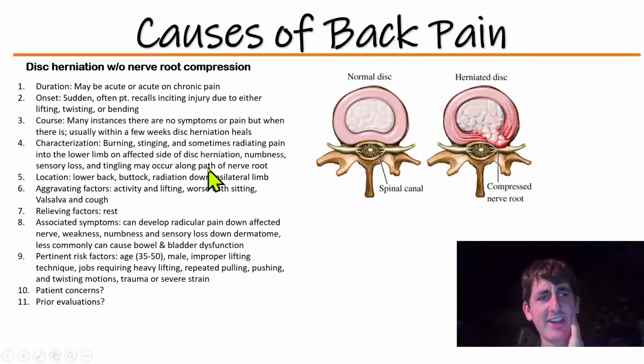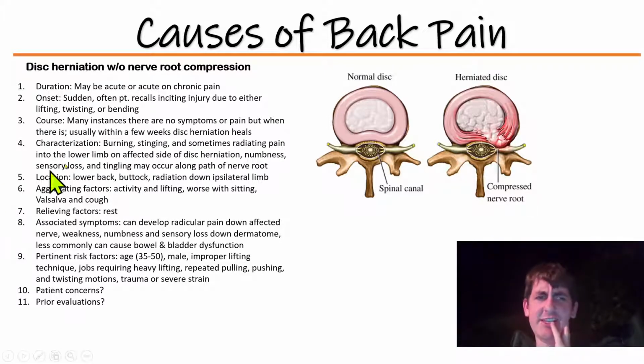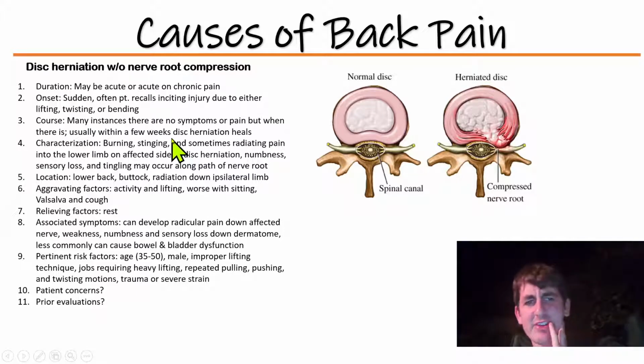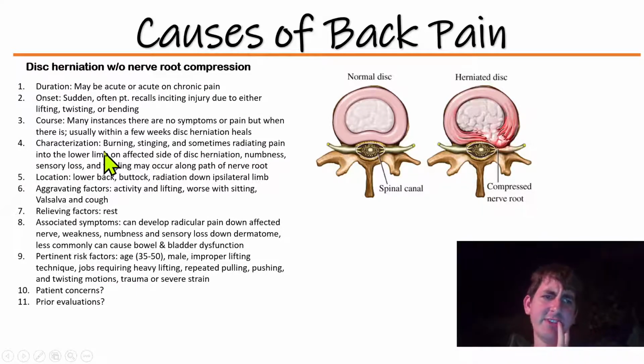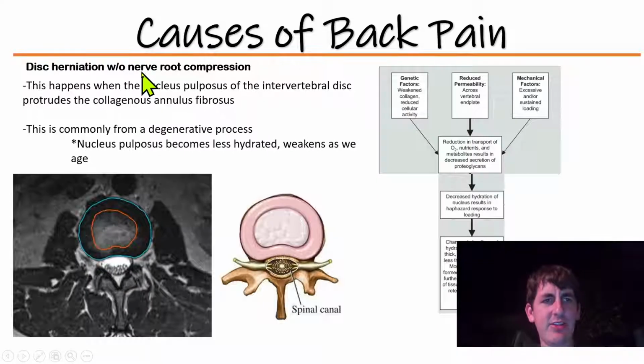So when you have a patient here, you're going to want to see what's causing their back pain. So, ask duration, how long has this been going on? Could be acute, or it could be acute coming on from some chronic pain. Onset's usually sudden. The patient recalls an inciting injury due to either lifting, twisting, or bending. Many instances there's no symptoms, right? And that's when you have no nerve root compression. This actually should say without or with. Ignore this up here.